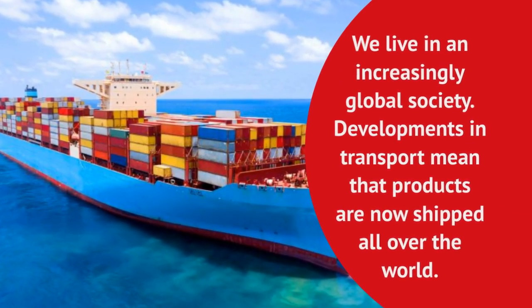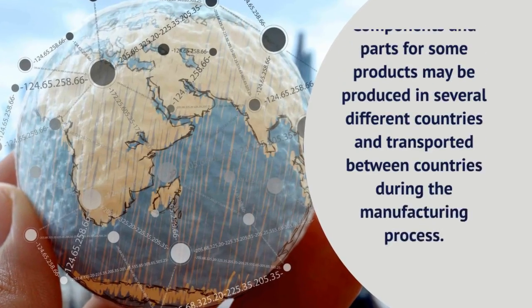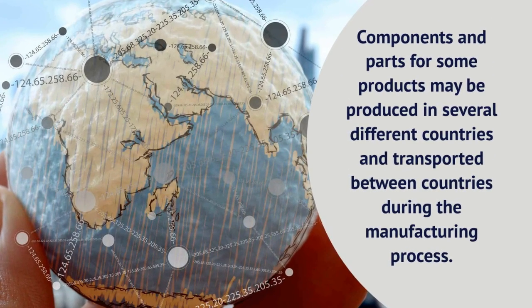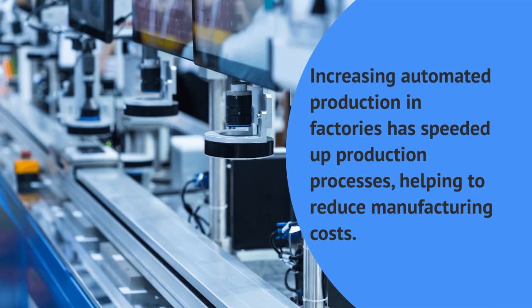We live in an increasingly global society. Developments in transport mean that products are now shipped all over the world. Components and parts for some products may be produced in several different countries and transported between countries during the manufacturing process. Increasing automated production in factories has speeded up production processes, helping to reduce manufacturing costs.